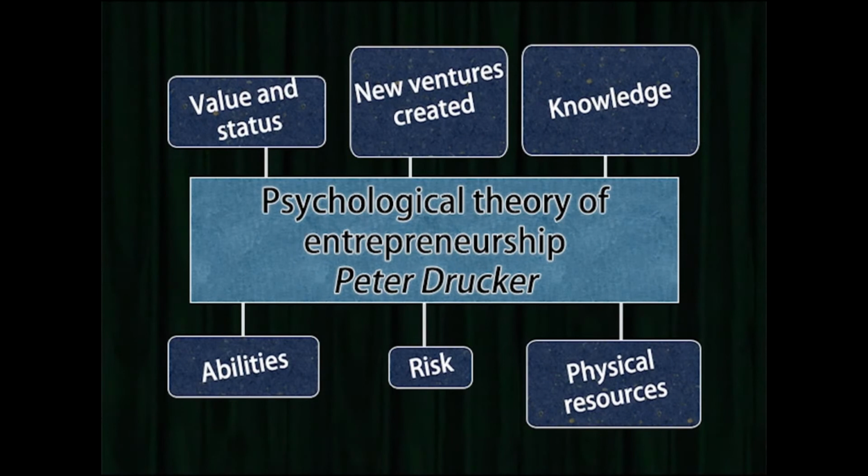The psychological theory by Peter Drucker says that it is important that entrepreneurship is designed by values and ethics. New ventures are created by their dreams. It is the knowledge that is important, and it is the availability of physical resources which dictates entrepreneurship as a development, and it is the risk-taking ability of people to take up success in life. It is the abilities, in terms of competencies, of the people to take up any activity related to business.